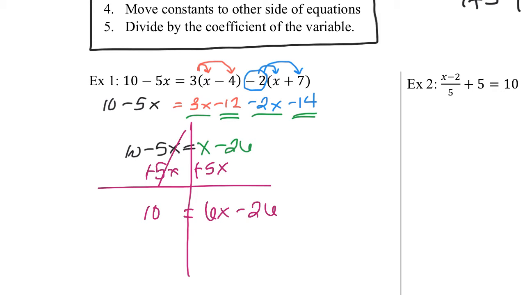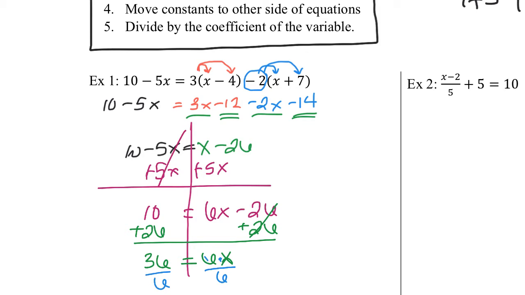So now we're going to move the minus 26. Again, the opposite of minus is adding, so we're going to add 26 to both sides. This becomes 36 equals 6x. Now, to get the 6 and the x apart, 6 is being multiplied to x. To undo multiplication, we're going to divide. So we get x equals 36 divided by 6, which makes 6.